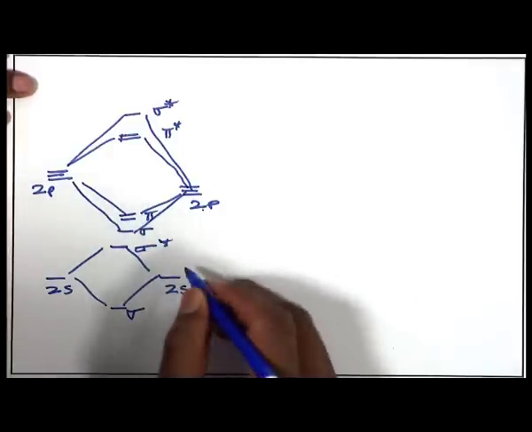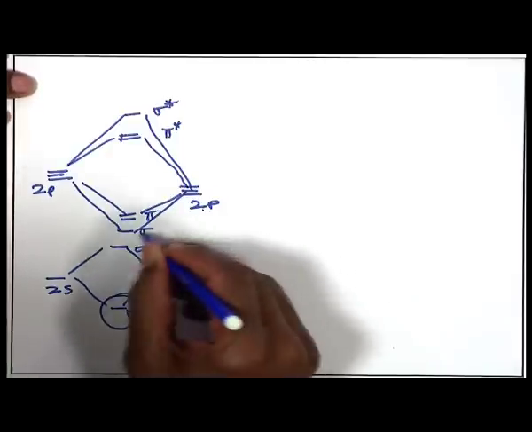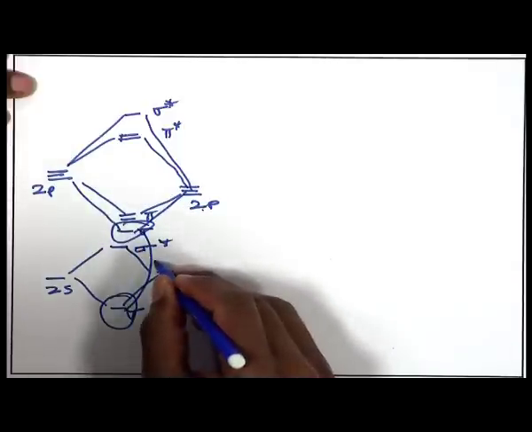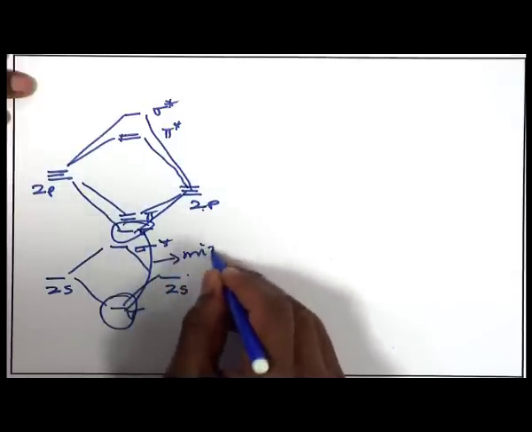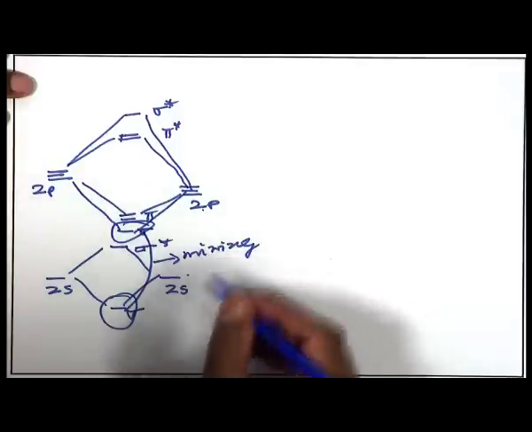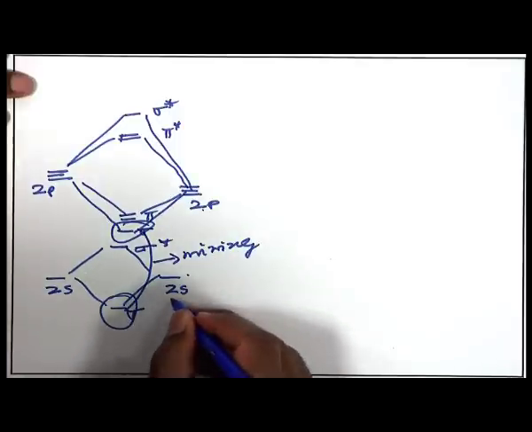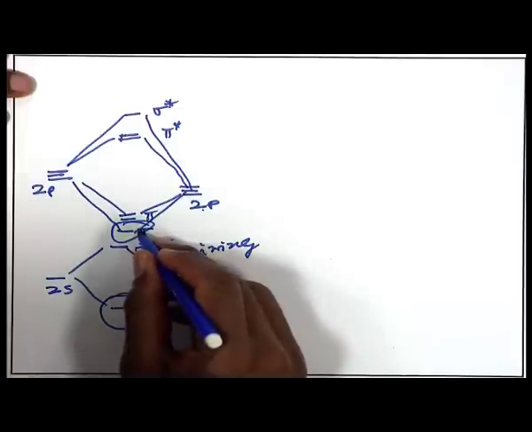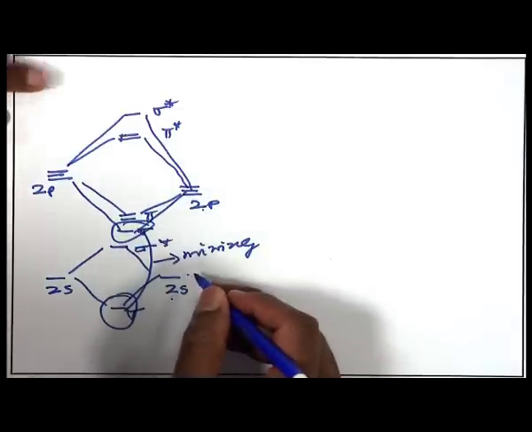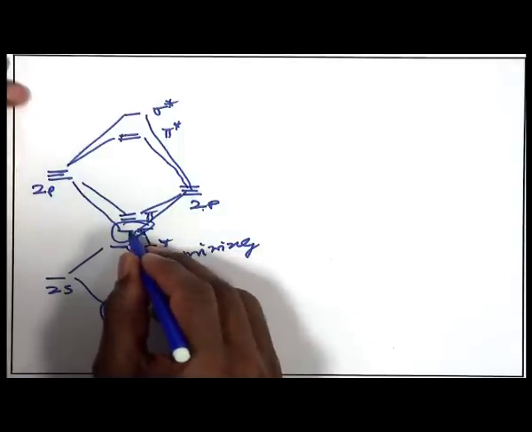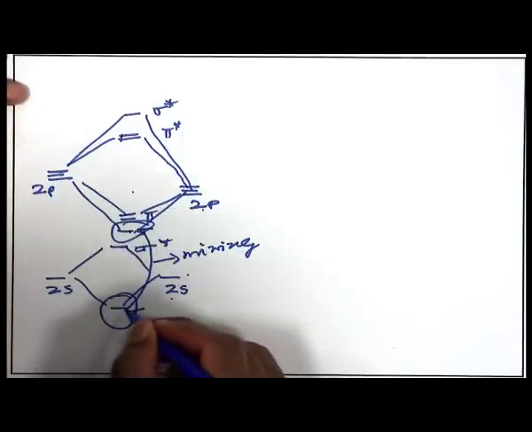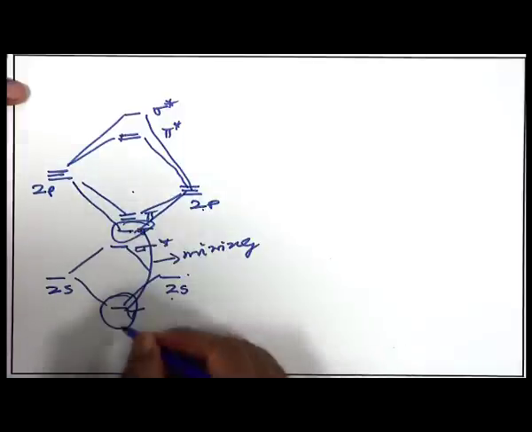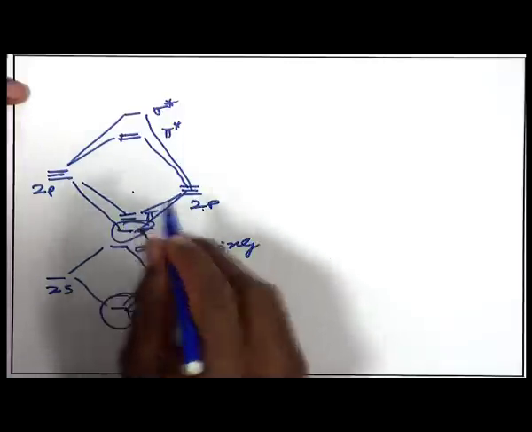Because of mixing, this sigma orbital mixes with the sigma orbital formed by the 2p orbital. So there is mixing between the molecular orbital formed by the 2s orbital and the sigma orbital formed by the 2p orbital. As a result, the higher energy level increases in energy, while the lower energy level sigma orbital decreases in energy. When this is increased, this is decreased, and the pi orbital remains as such.